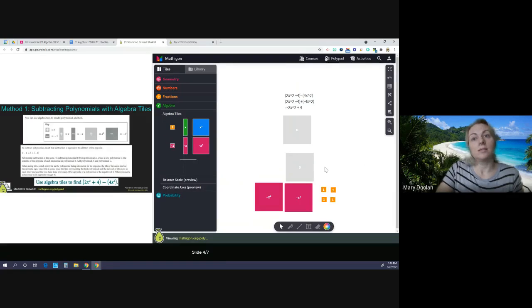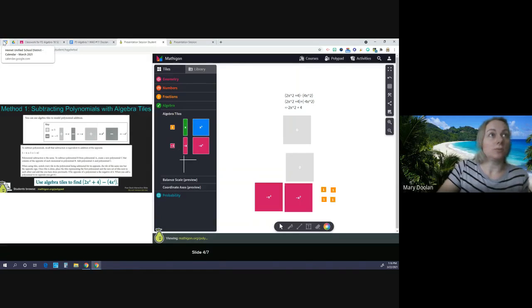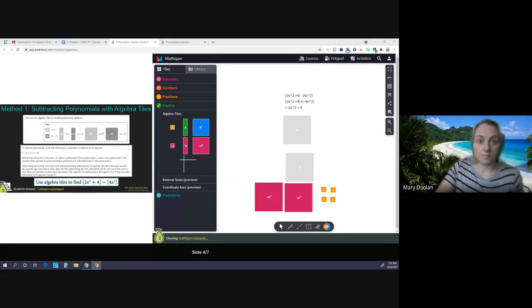So you can add text to these. You also have the drawing tool if you want to use that. All right, I'm going to give you a minute to go ahead and play around with this a little bit, and then we're going to go on to the next method. Do you guys have any questions on using algebra tiles?